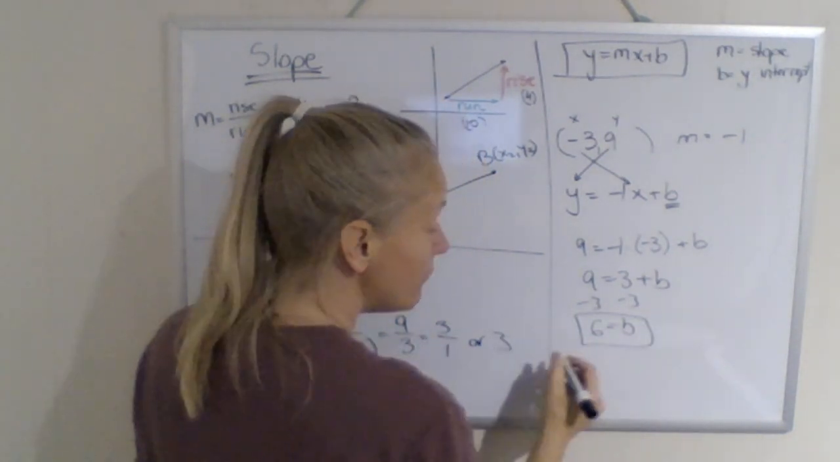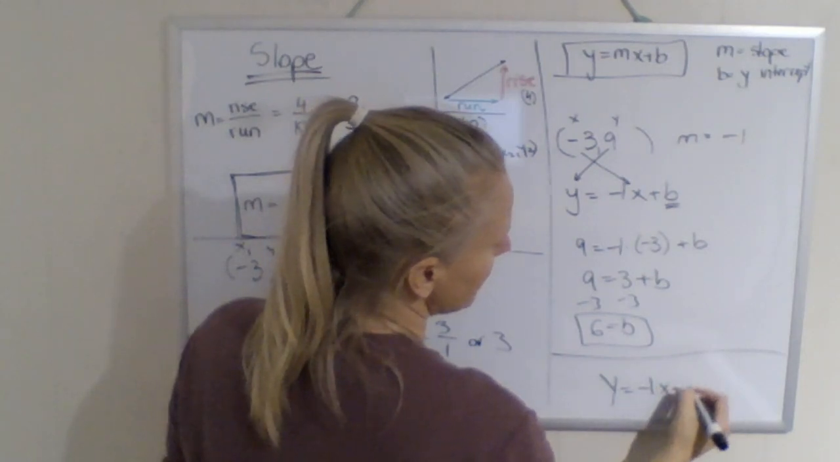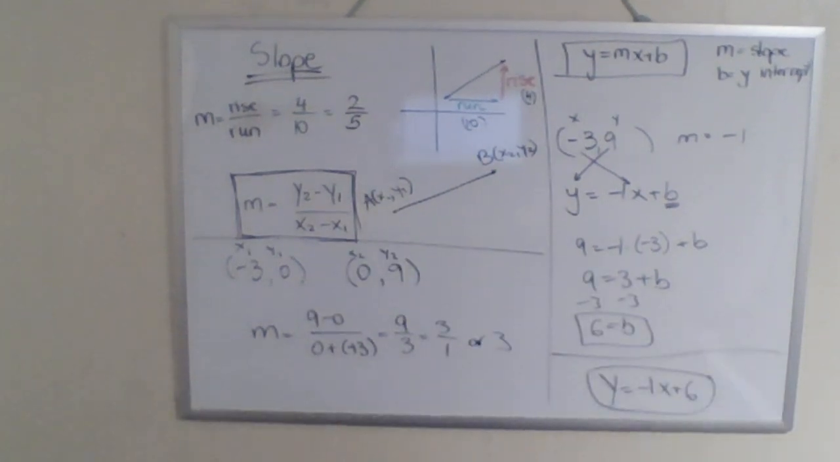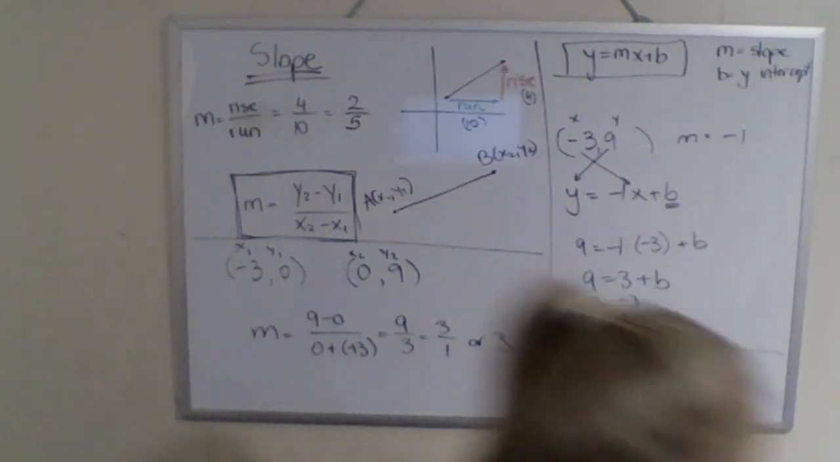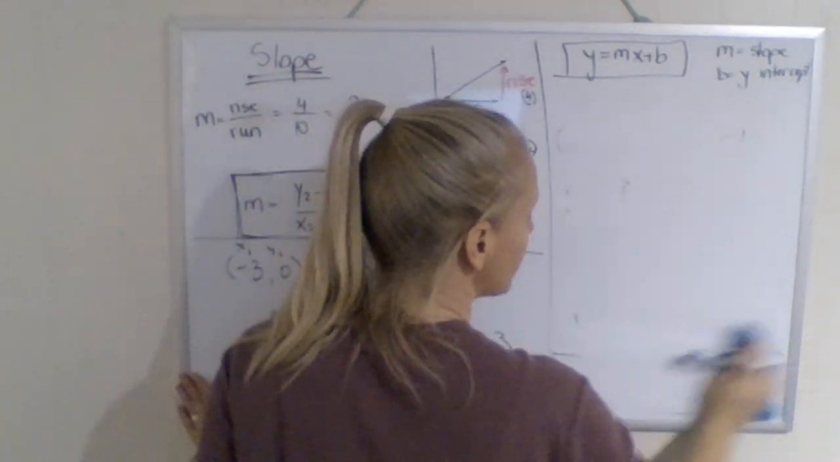I can now finish this by writing the equation of a line. Y equals -1x plus 6. And I got the equation of a line. This was the quick review of just the line. And then we applied what we just learned to parallel and perpendicular lines.